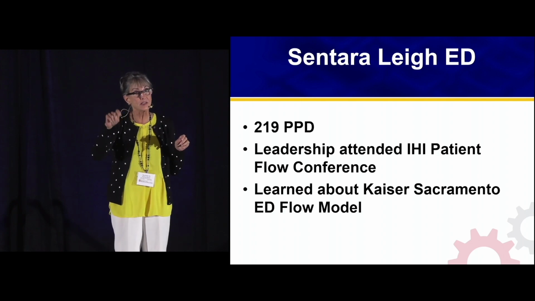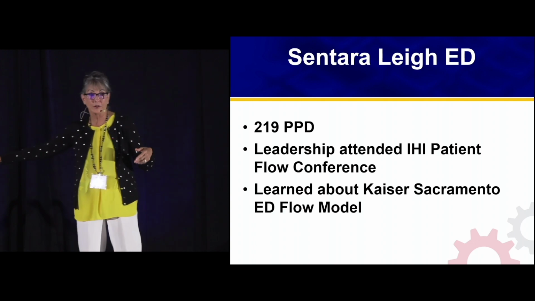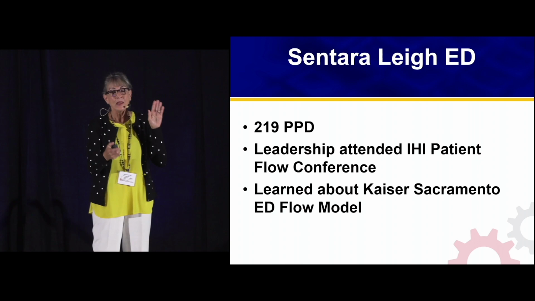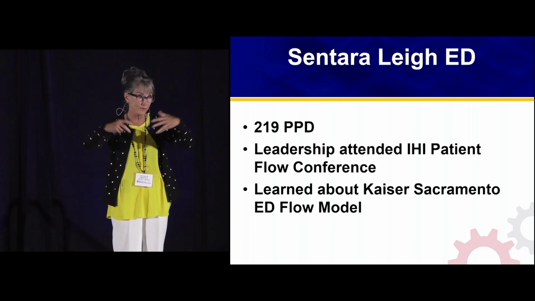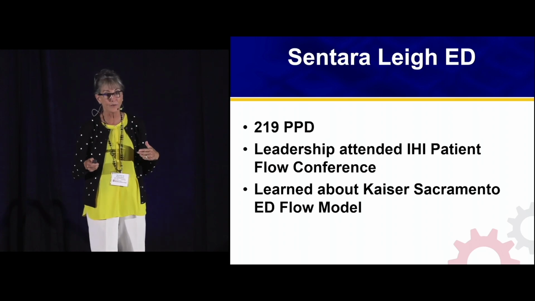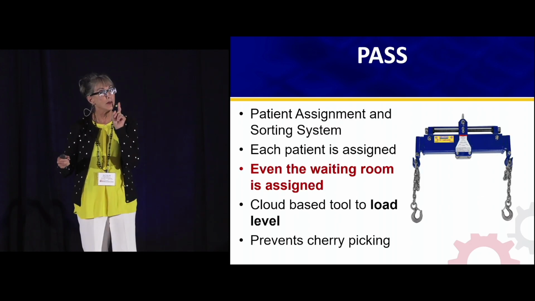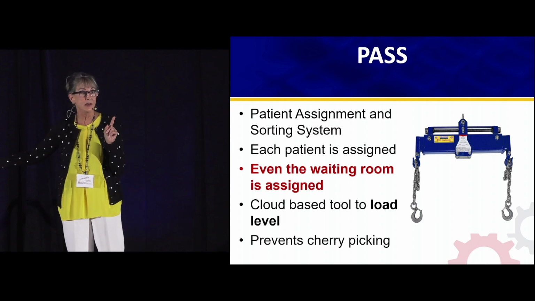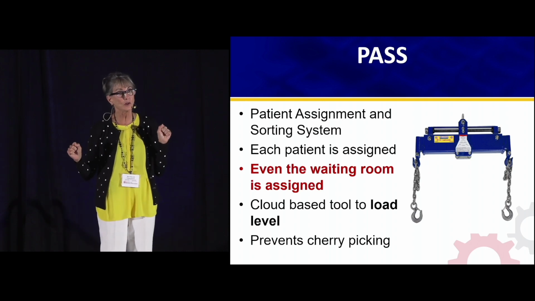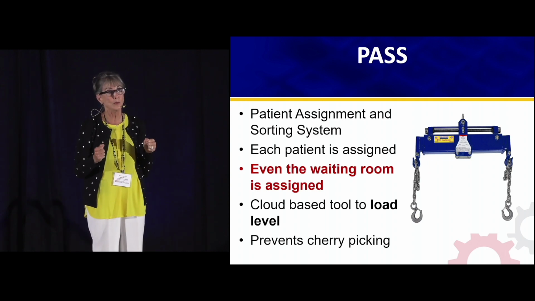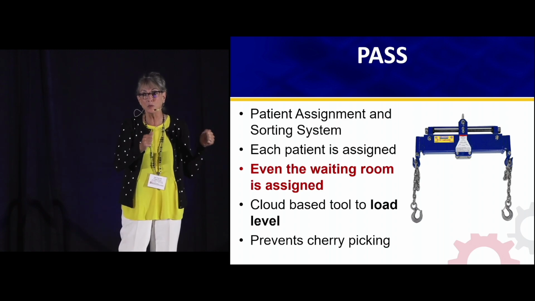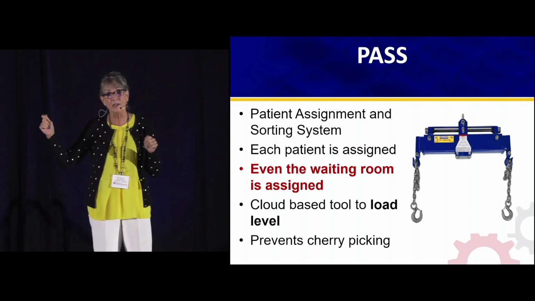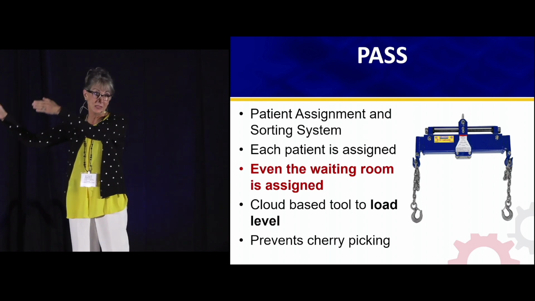So they learned about this Kaiser Sacramento flow model and decided that they were going to implement it. It is a change package. There are many changes involved in this flow package, but I want to focus on a couple of them. The most important one is they decided when all of our spaces are full and people are coming in the waiting room, we are going to truly own the waiting room. Every patient in the waiting room will already be assigned to a provider and a team in the back.